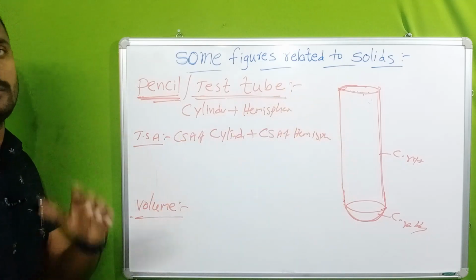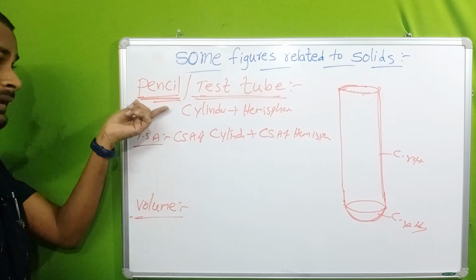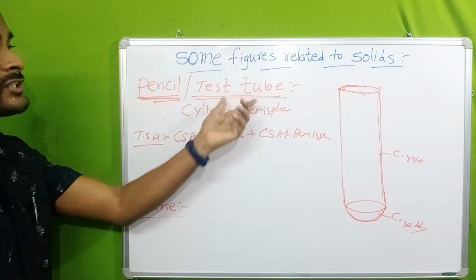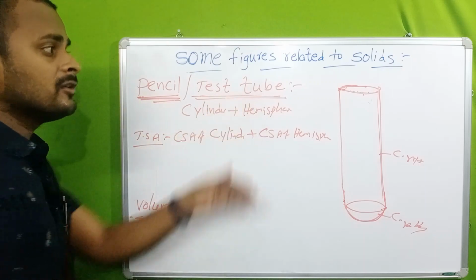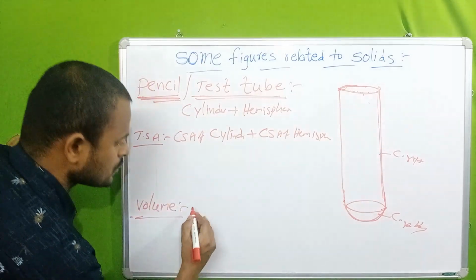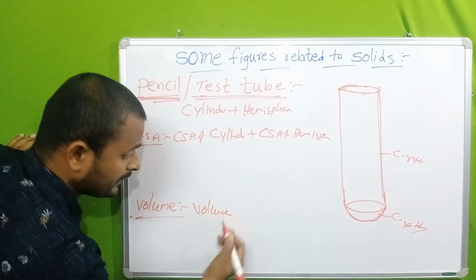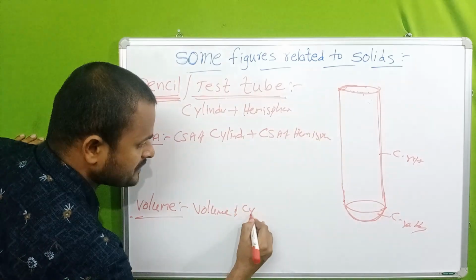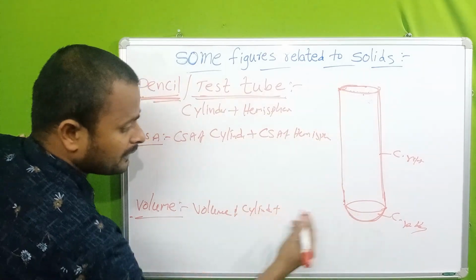What about the volume of those objects? The volume of an unsharpened pencil and the volume of a test tube are the same. Why? Because volume means inner capacity. So how can we find the volume? It is the combination of two shapes. So what are the shapes? One is a cylinder, so volume of cylinder. Another one is volume of hemisphere.